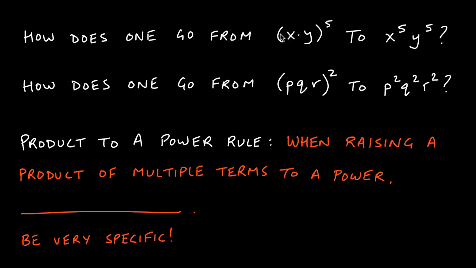So again, same exact questions as before. How do you think we go from here to here? Or from PQR the quantity squared to P squared, Q squared, R squared? What patterns do you observe here? What do you think is happening? So the product to a power rule can be introduced as when raising a product of multiple terms to a power, we should do this. Again, fill in the blank, bring it to class on that sheet of paper.